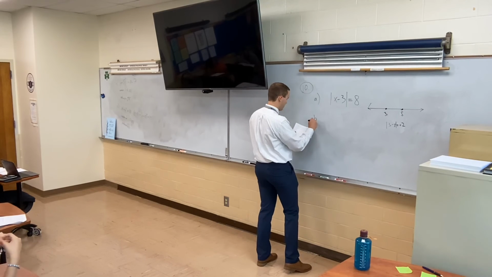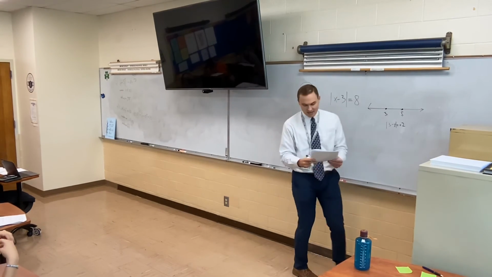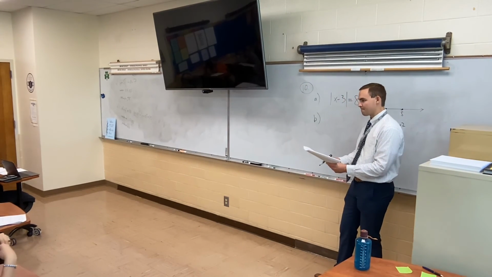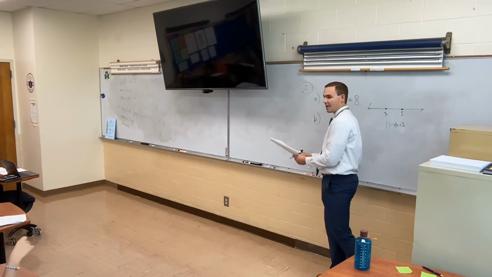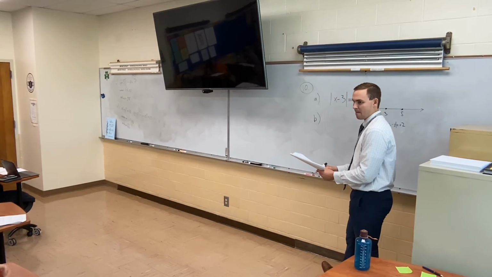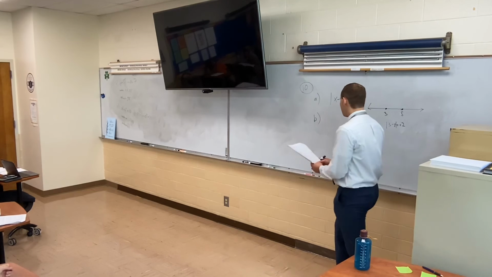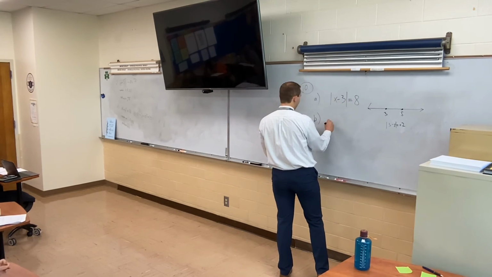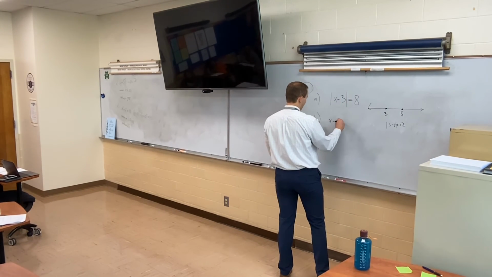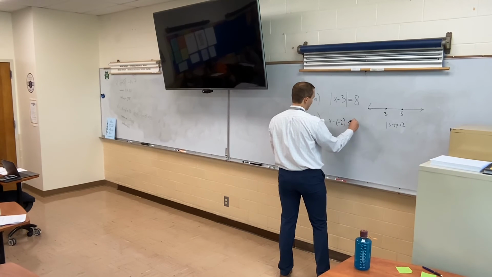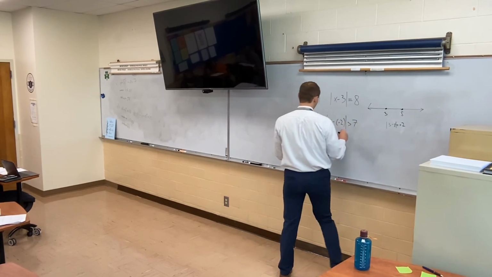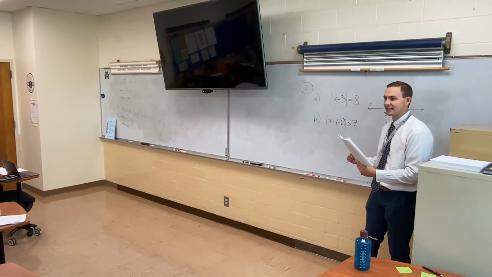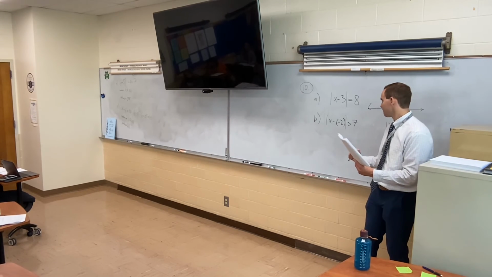All right, part B. The distance between x and negative 2 is more than 7. So what do I write? x plus 2 is greater than 7. So Allie's onto something. x minus negative 2 is greater than 7. But I need absolute value bars here since I have a distance. It's got to always be positive.